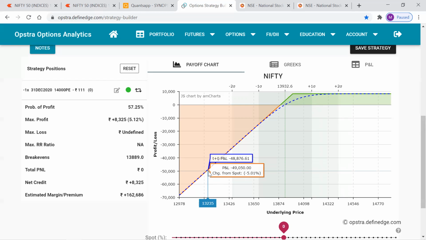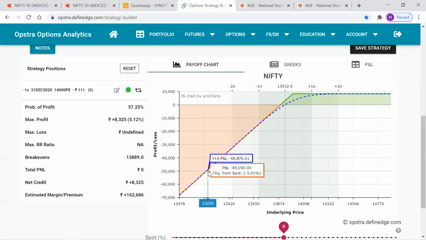I'm talking about the same example. You are bullish and you are estimating that Nifty will cross 14,000 before 31st of December. 31st of December is your expiration day. In that scenario, if you are bullish, you can buy call or sell put. If you are buying call, profits are unlimited and loss is limited. Instead of buying calls, you can sell put as well.